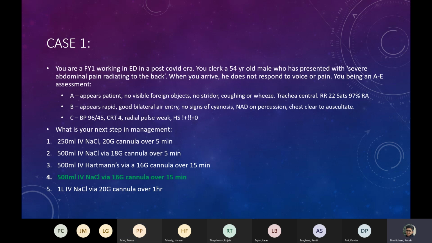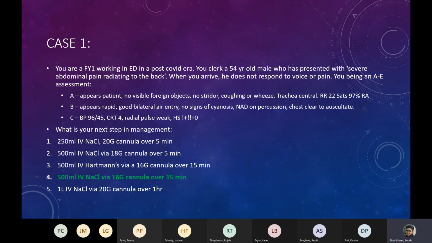2 is a good option, but over 5 minutes, 500 mils, that's a pretty fast rate at which you're giving that fluid. So you need to give it over a longer period of time. 3 is a very good option, but this is something to just be aware of. Hartmann's is more physiological than normal saline, so it's really good for maintenance fluids. It's way less unpleasant, but in an acute resuscitation situation, you always go with normal saline rather than Hartmann's.